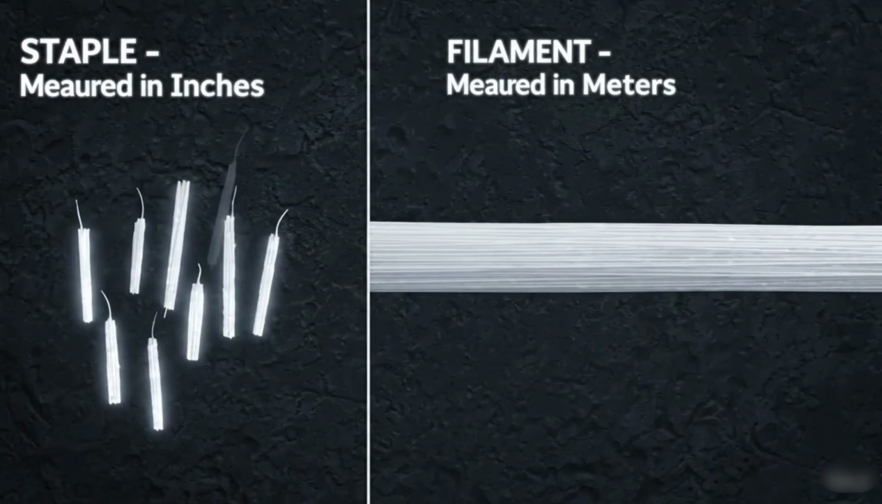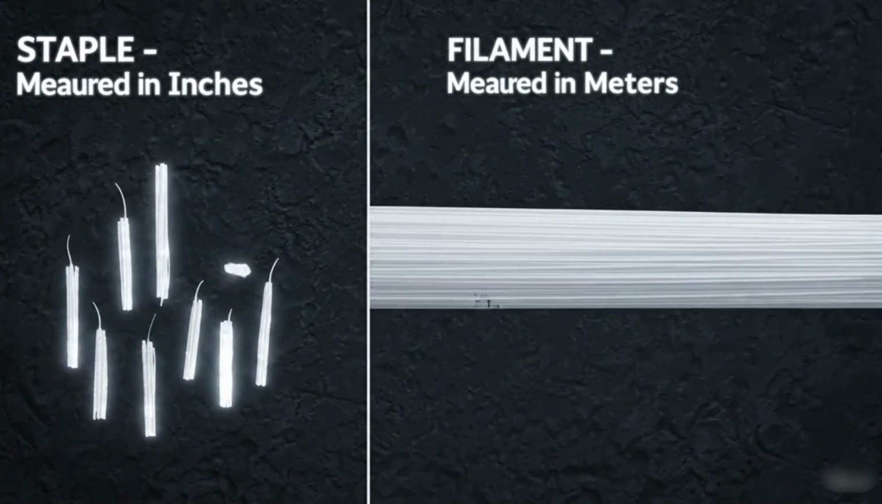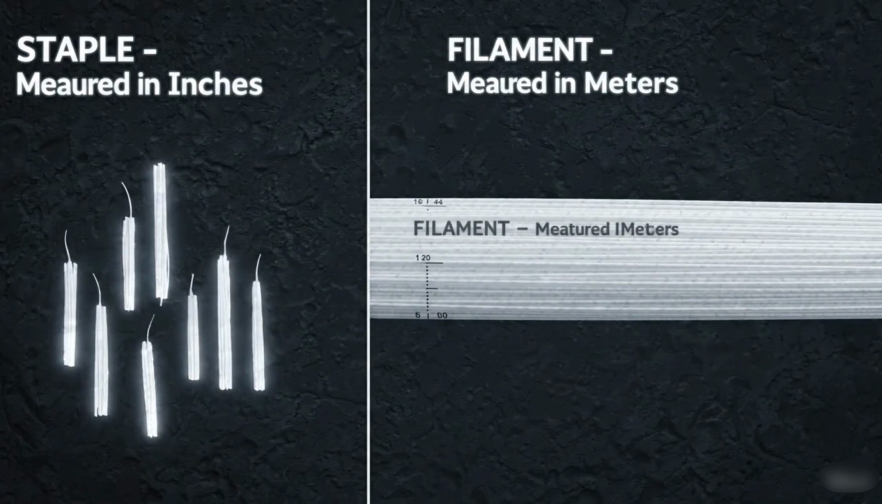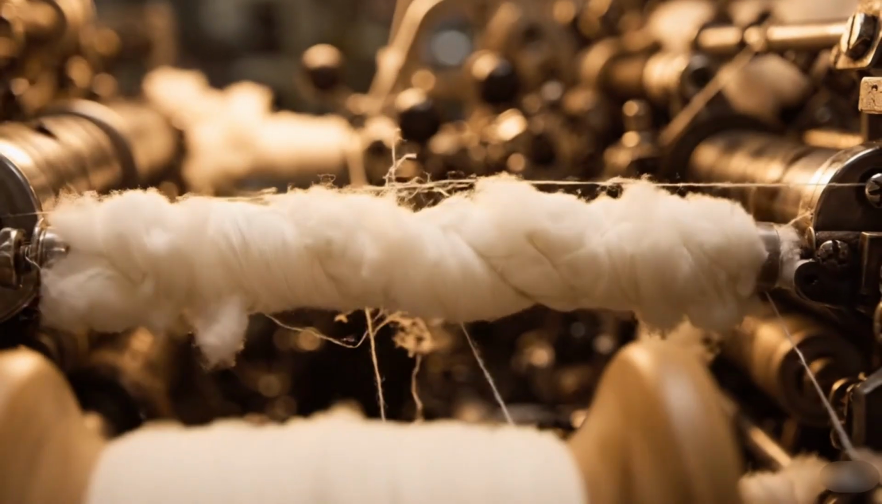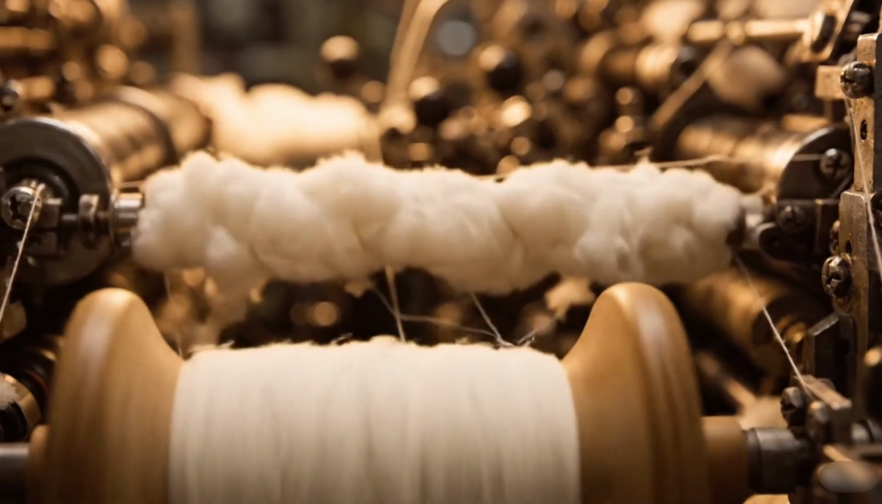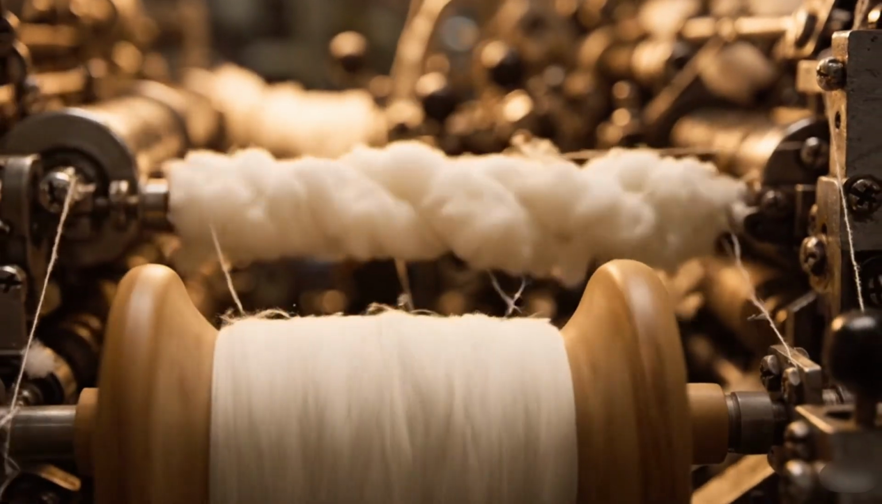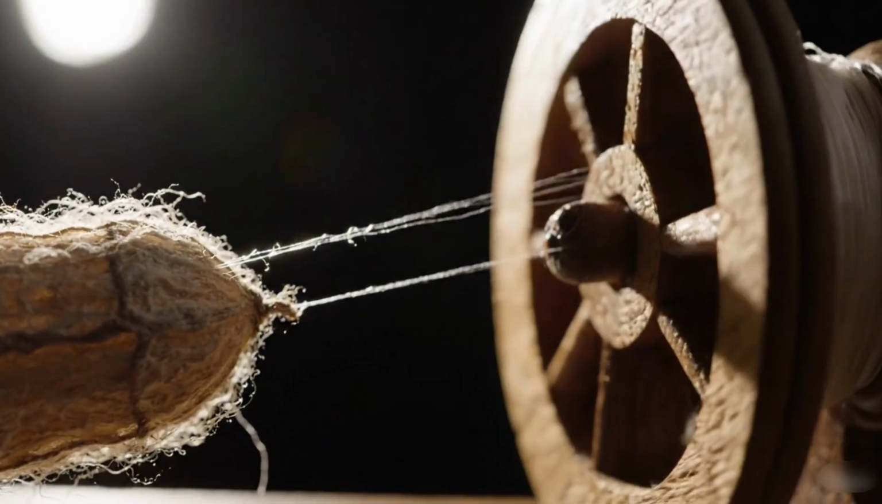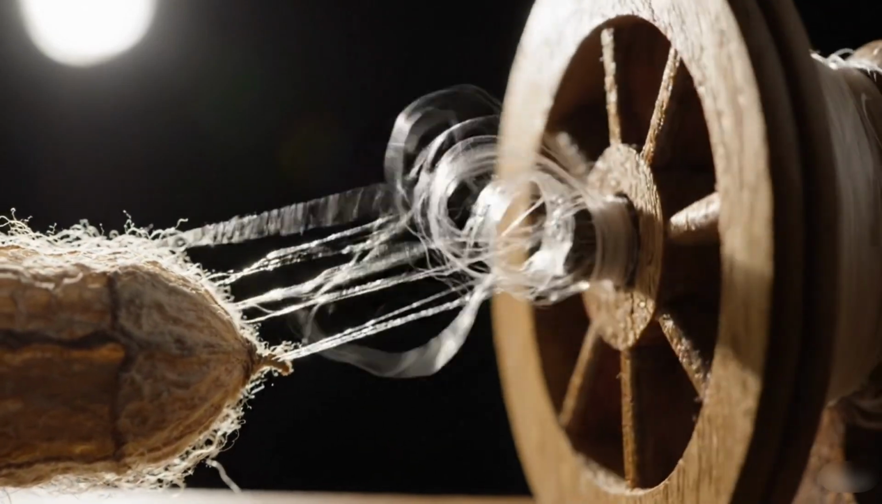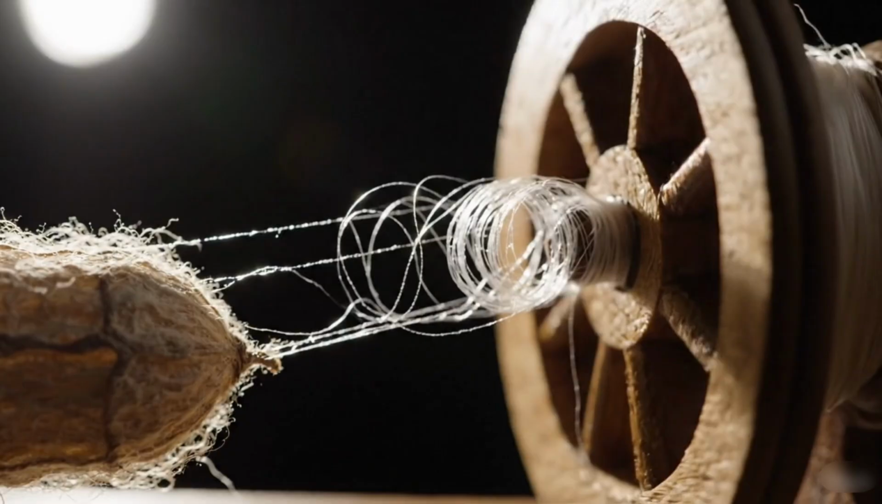Beyond origin, fibers are also classified by length. Staple fibers are short, typically 3/4 inch to 18 inches. All natural fibers except silk are staple fibers. Man-made fibers can also be deliberately cut into staple lengths to mimic natural fiber behavior. Silk is nature's only filament fiber, and almost all man-made fibers are filaments.